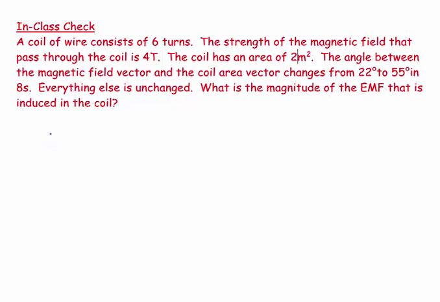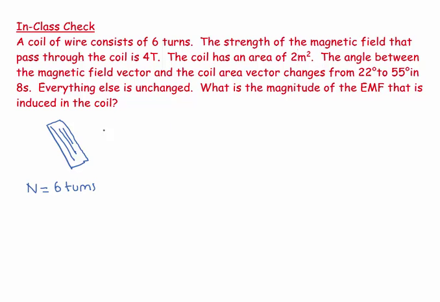So let's visualize. I'm actually going to visualize slightly differently this time. I'm going to draw the coil from above. Okay, so there's the coil as viewed from above. Here's all the windings like that. And I'm going to say my N is equal to 6 turns.